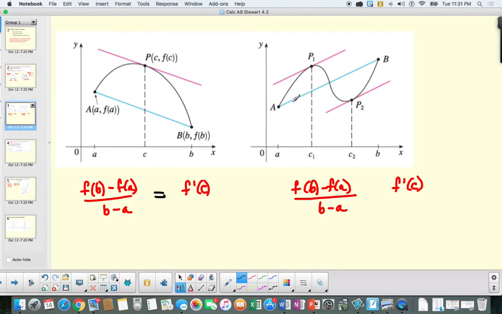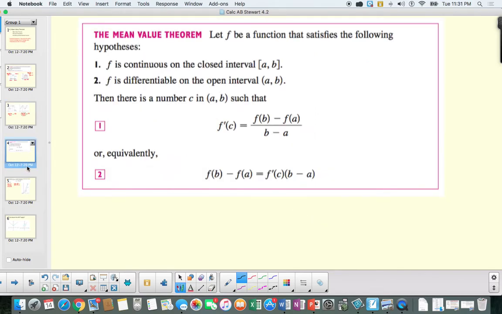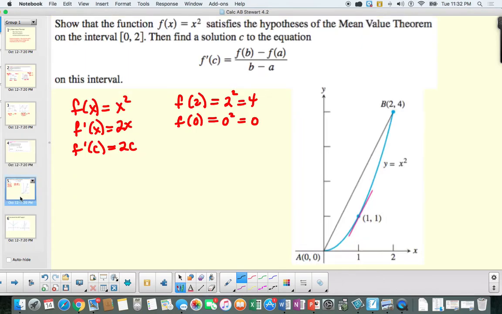And so in this case, you see the average rate of change, which is the blue line. And there's going to be more than one instantaneous rate of change that will equal that same slope. Okay, here's what the mean value theorem says. Compare and contrast what it says with Rolle's theorem. We still have continuous on the closed interval. We still have differentiability on the open interval. And we still have the instantaneous rate of change equal to the average rate of change. We can also rewrite this equation by bringing this binomial over to the other side.